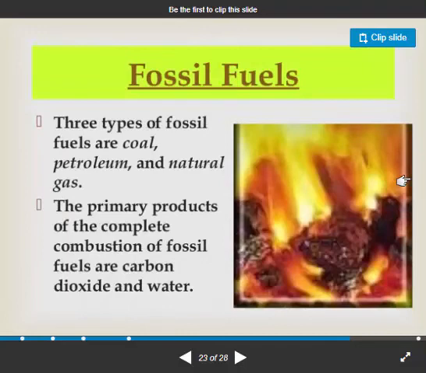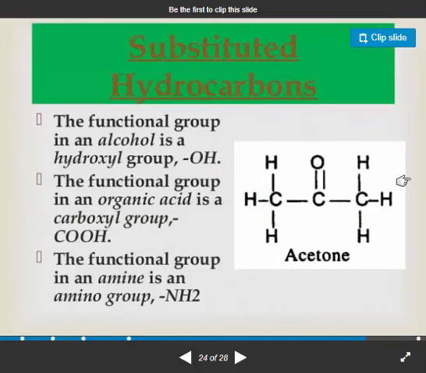Okay, let's talk about fossil fuels. 3 types of fossil fuels are coal, petroleum, and natural gas. The primary products of the complete combustion of fossil fuels are carbon dioxide and water vapor. Here we have the substituted hydrocarbons. What do substituted hydrocarbons mean? These are hydrocarbons which have a functional group. What is a functional group?